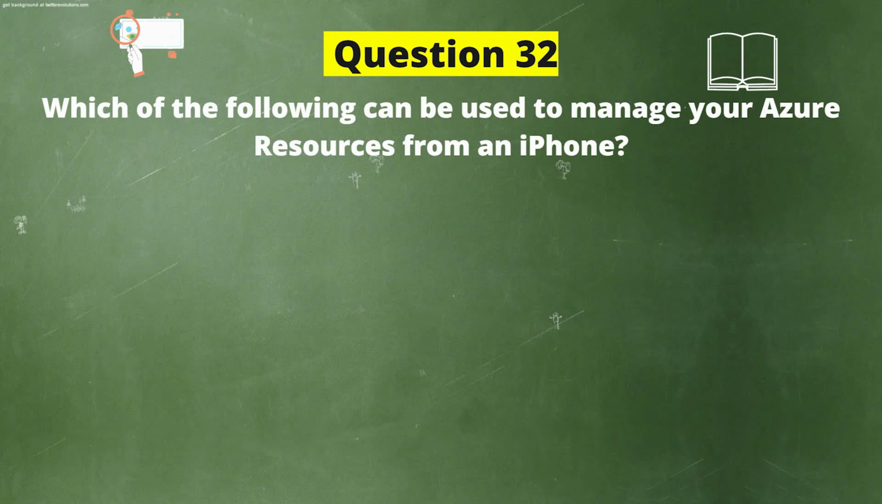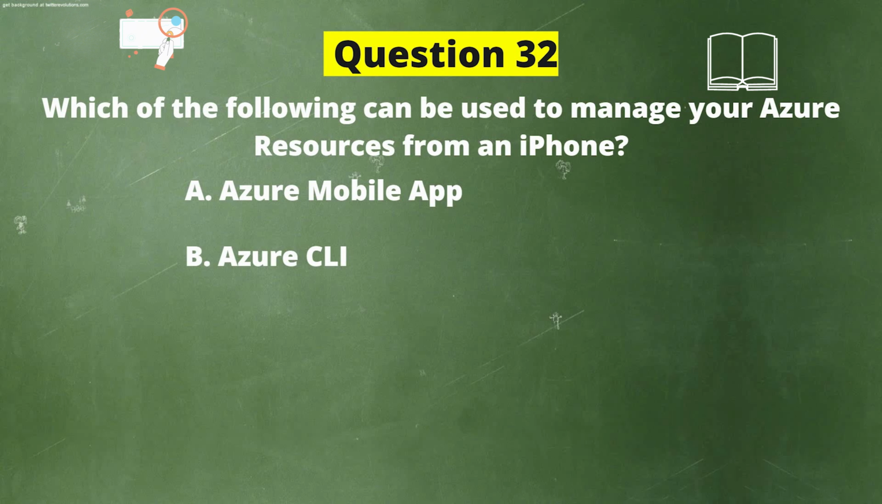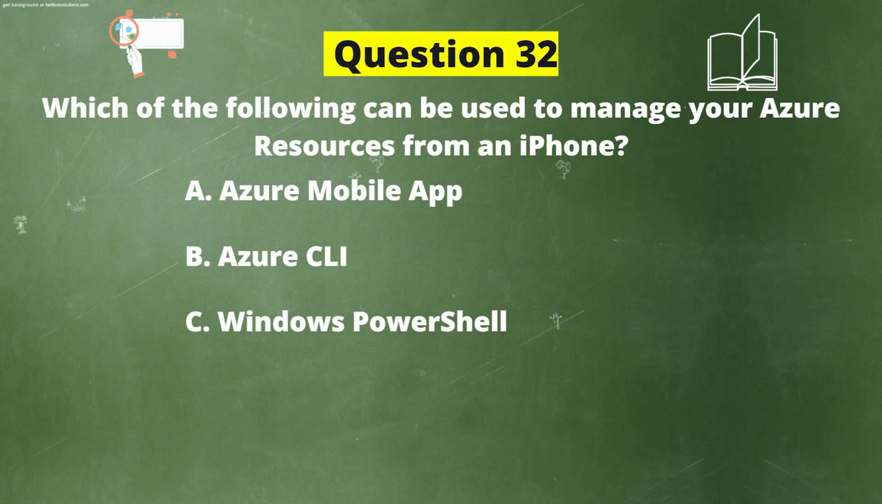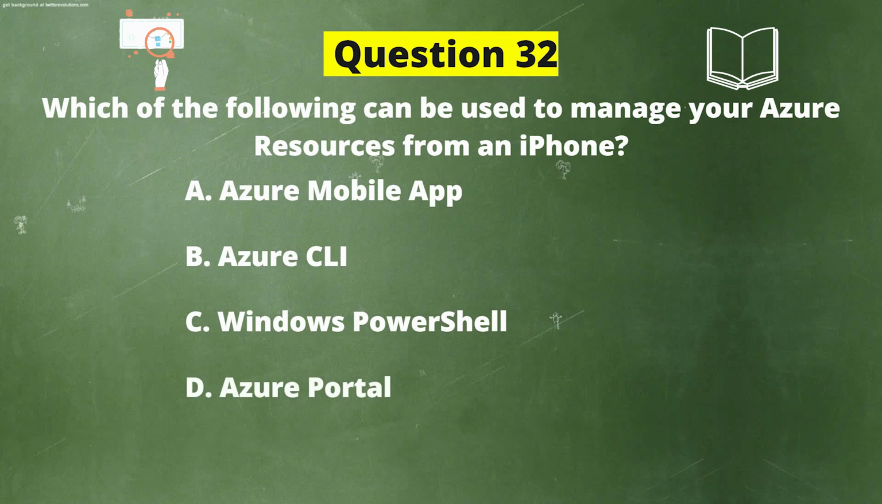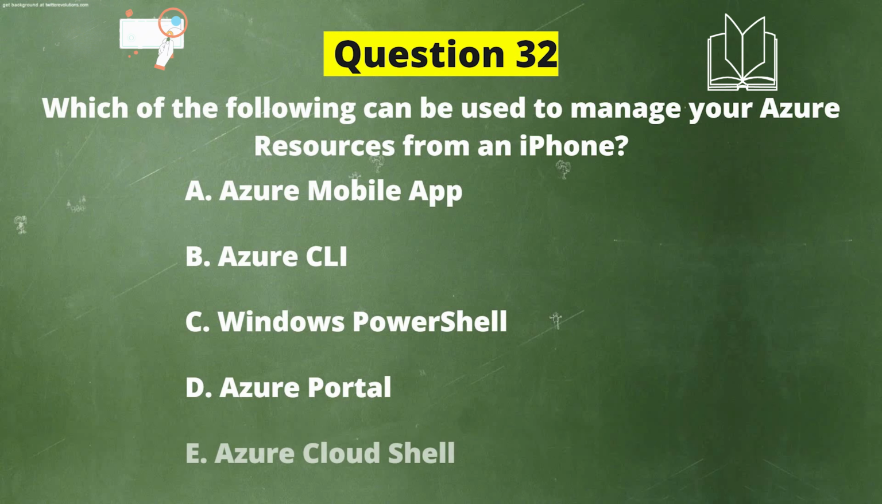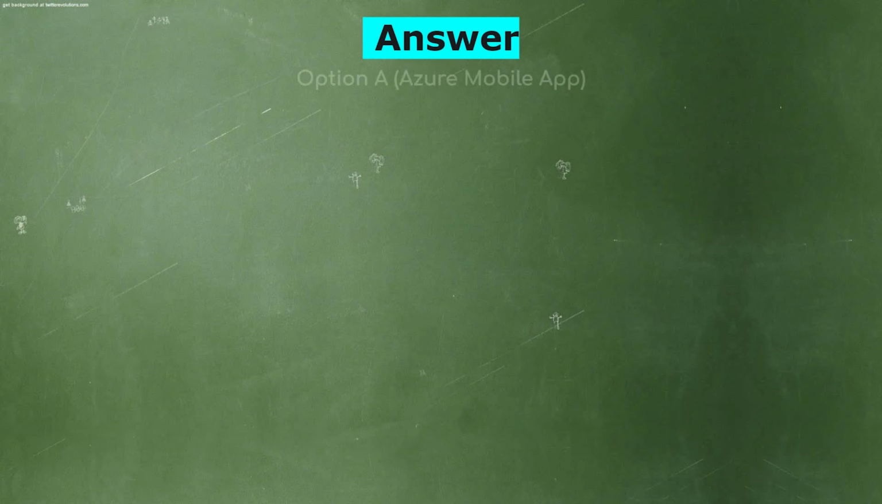Next question. Which of the following can be used to manage your Azure resources from an iPhone? Option A. Azure Mobile App. Option B. Azure CLI. Option C. Windows PowerShell. Option D. Azure Portal. Option E. Azure Cloud Shell. And the correct answer is option A.